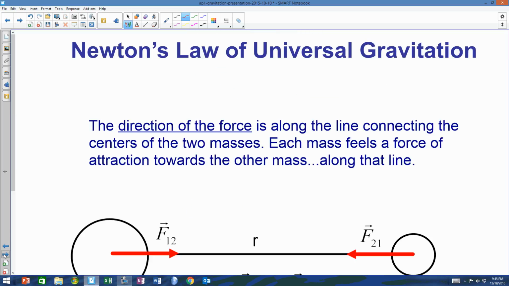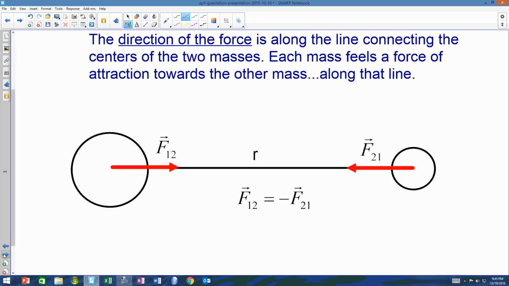The direction of the force is along the line connecting the two centers of the two masses. Each mass feels a force of attraction towards the other mass along that line. So here we have force on ball 1 by ball 2 is equal in magnitude to force on ball 2 by ball 1. Notice again that these are pointing towards each other or towards the center. So if we were to actually write out the direction for this, we would again use negative r hat.